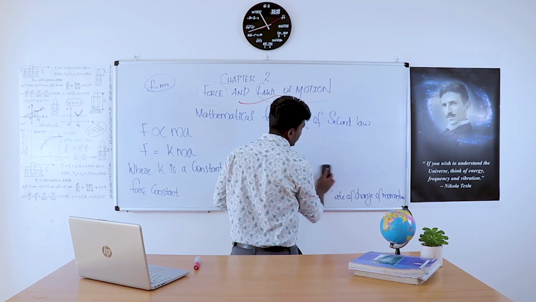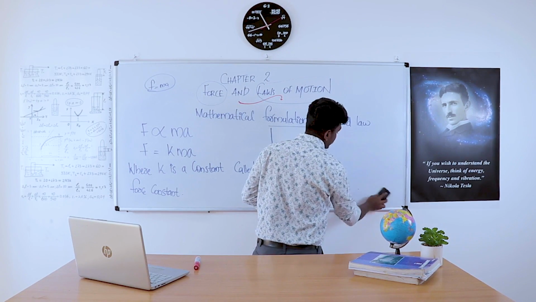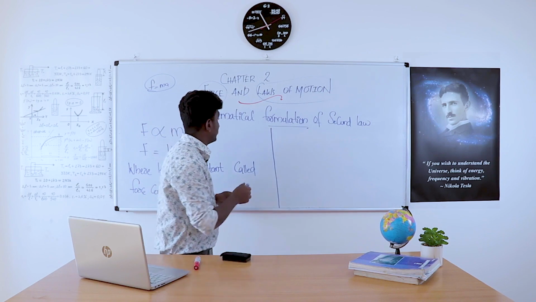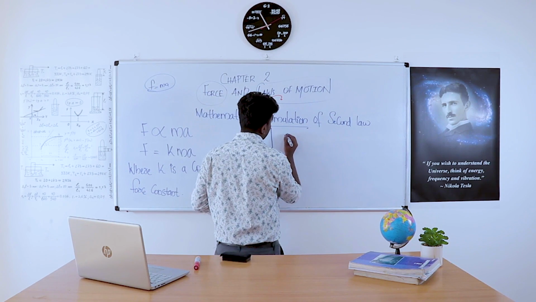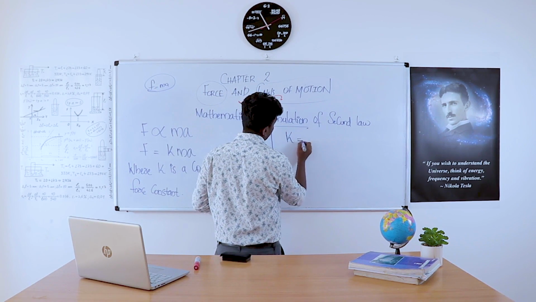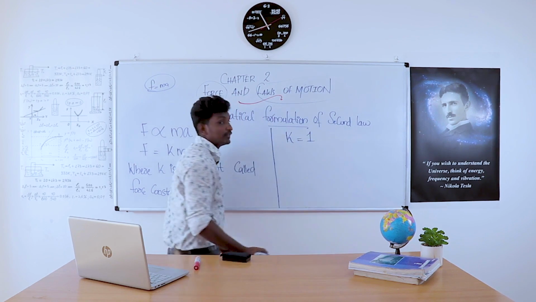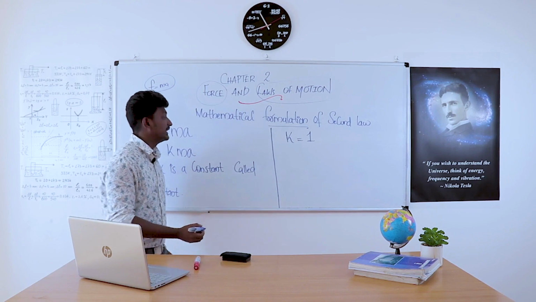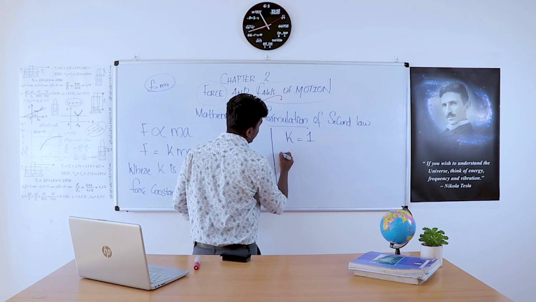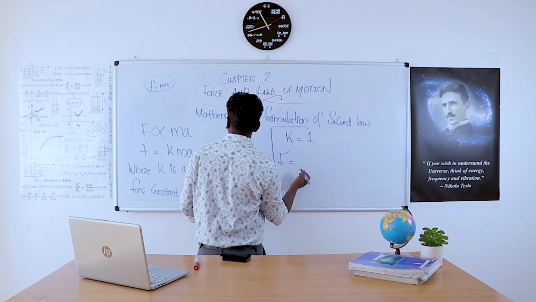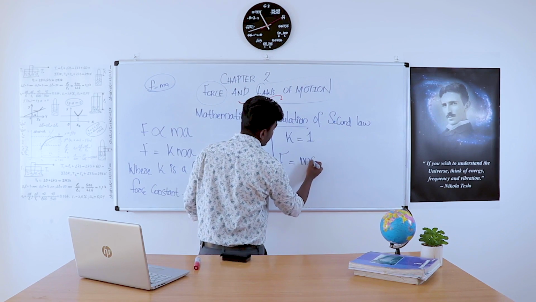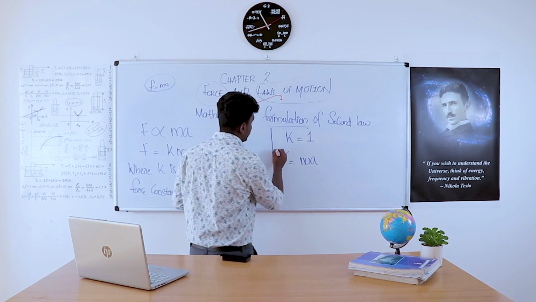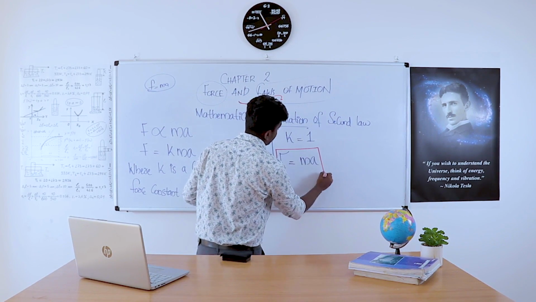By substituting the value of force constant, we get the final equation. I am giving the value of force constant as k is equal to 1. That is, force constant is taken as unity. Therefore, we get the equation as F is equal to 1 into ma. That is, F is equal to ma. This is the mathematical formulation of Newton's second law.